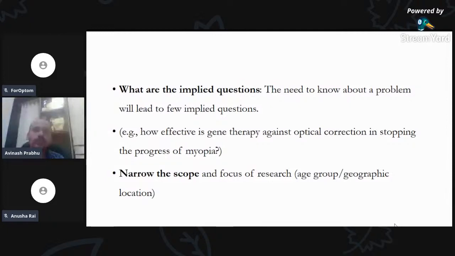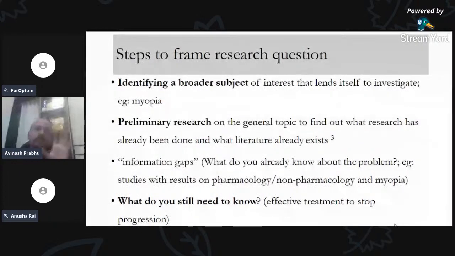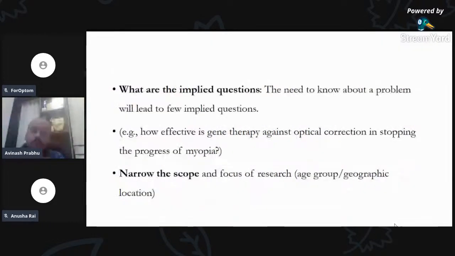The need to know about a problem will lead to a few implied questions. For example, how effective is gene therapy against optical correction in stopping the progress of myopia? I'm just giving an idea. Say, for example, you started with a very broad topic of myopia, did some preliminary research, maybe a literature review, and that broad topic became further narrowed down and refined, and maybe you ended up with: how effective is gene therapy against optical correction in stopping the progression of myopia, or in myopia control, right? That's how it becomes narrower and narrower.